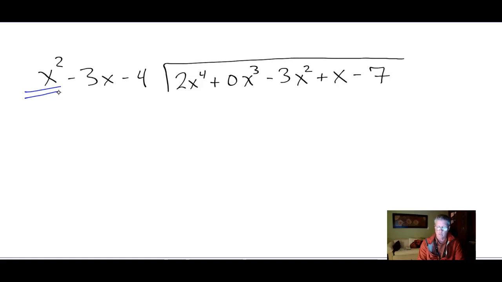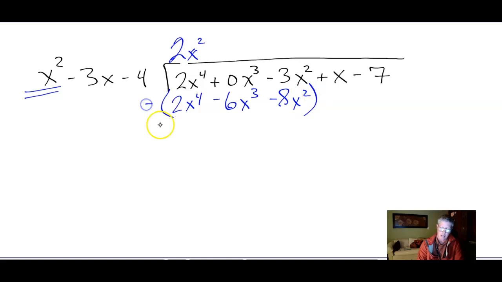So x squared times what gives me 2x to the fourth? That's 2x squared. And let's see if that works. So if I go 2x squared times everything, I get 2x to the fourth. I get minus 6x cubed, and I get negative 8x squared. I'm going to put parentheses around that and subtract. Yes, that goes away. Beautiful.